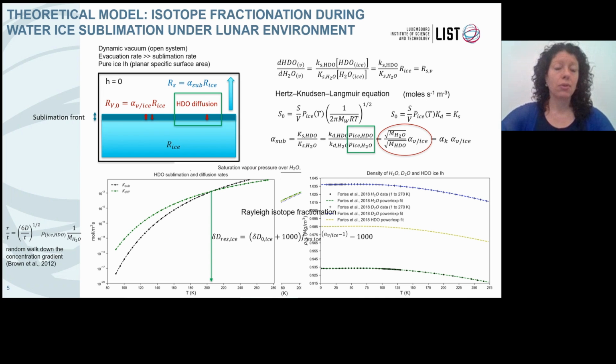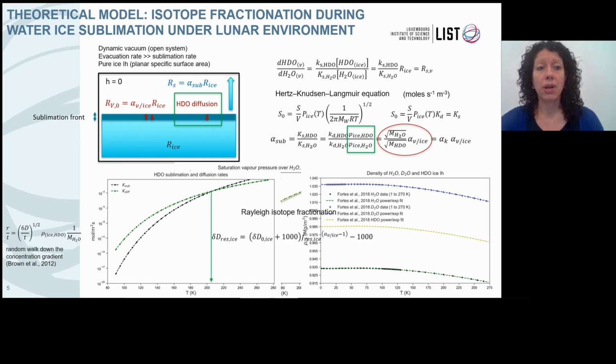What we did, we built a model considering an open system, where all the sublimating vapor is being evacuated. So we consider zero humidity, and we consider pure ice with a hexagonal ice structure and a planar specific surface area. So in principle, sublimation is a more complex process, but the determining step for sublimation is the desorption of the water molecules from the surface.